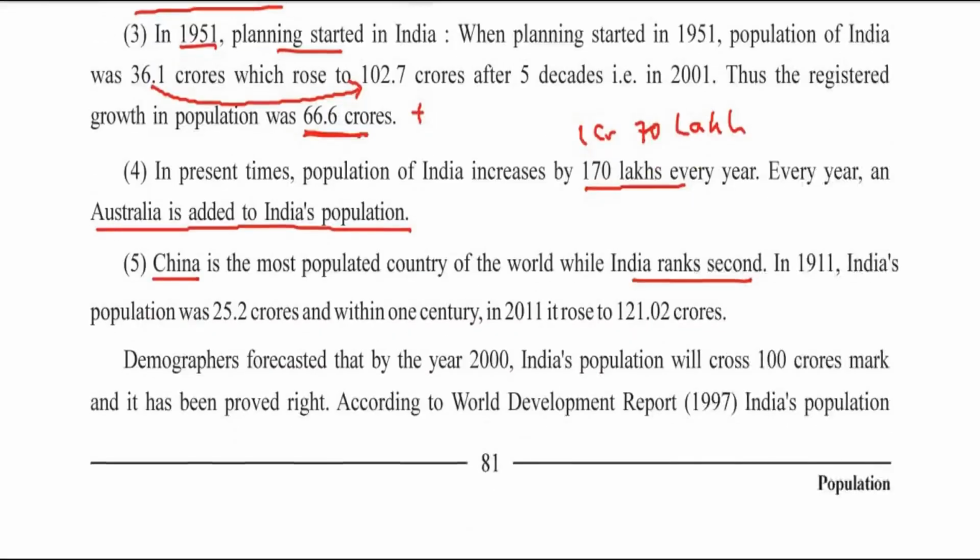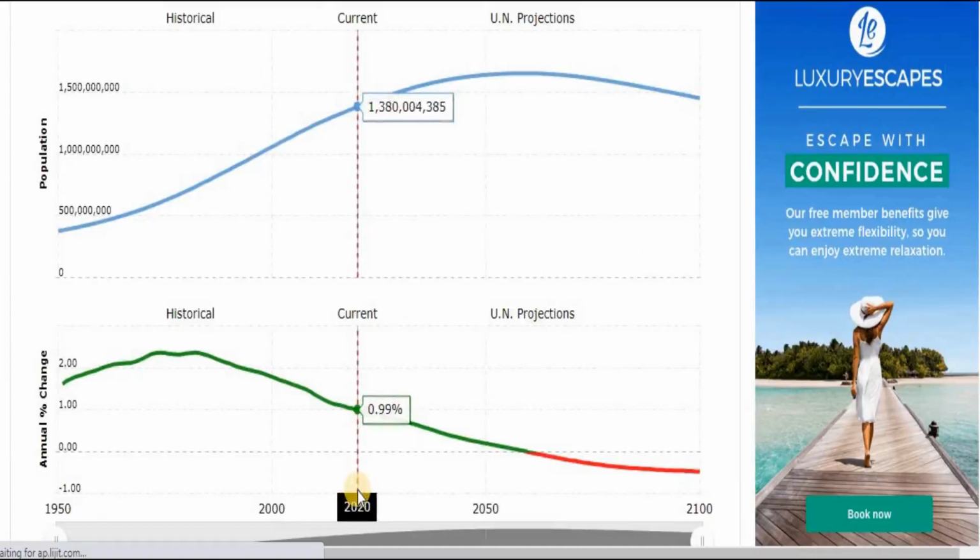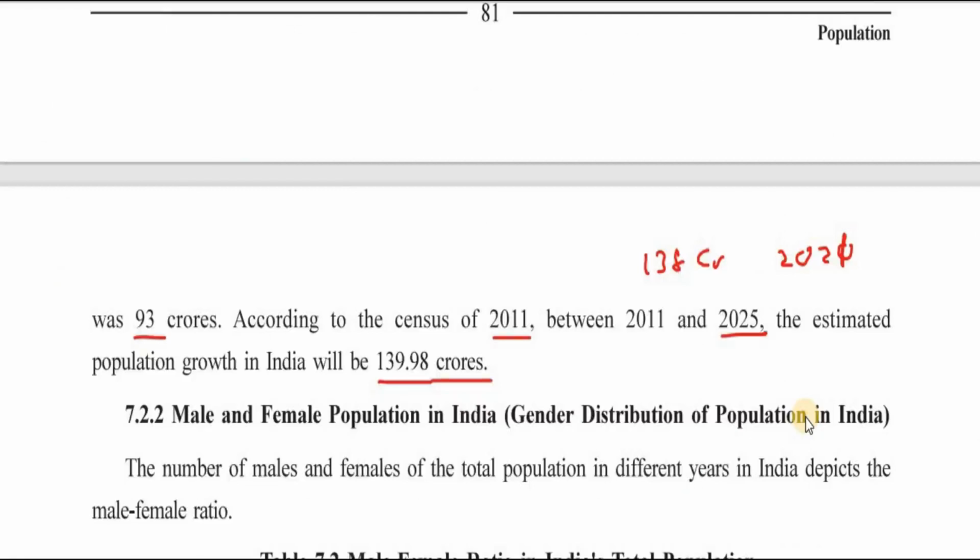Right? So India's demographers, people who study population, forecasted that by the year 2000, India's population will cross the 100 crore mark. And that was proved right. According to the World Development Report of 1997, India's population was 93 crore. According to the Indian Census of 2011, between 2011 and 2025, population in India will grow to around 139.98 crore. Friends, though, we are already at 138 crore in 2020 itself. In 2021, maybe we are going to touch this figure. Is it right? Let's see. Right now, we saw in 2020 itself, the Indian population is 138 crore. It will be 139 crore in 2021. So, we are not going to wait till 2025 to reach this figure. We have already touched that. That is one thing which is not good for India, a very high population.